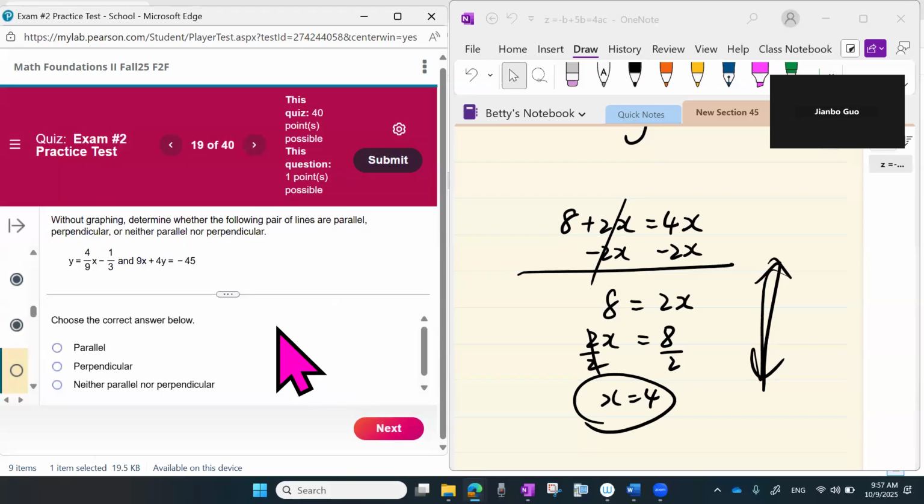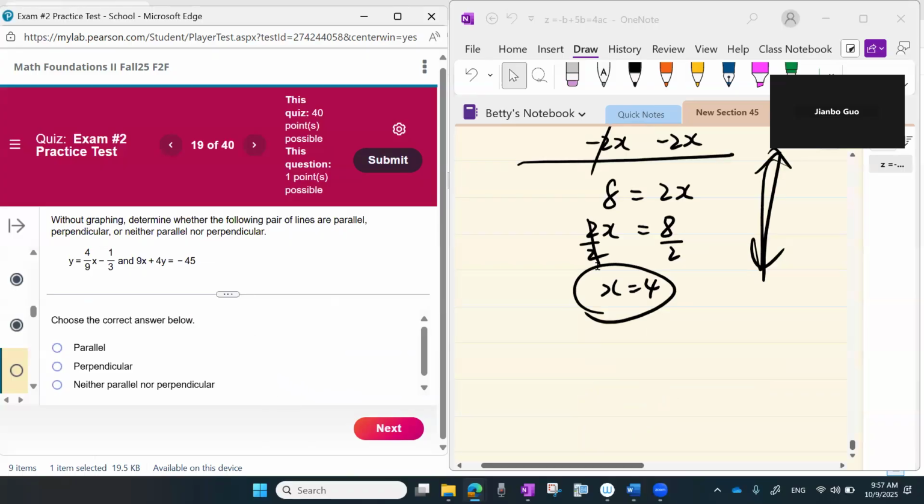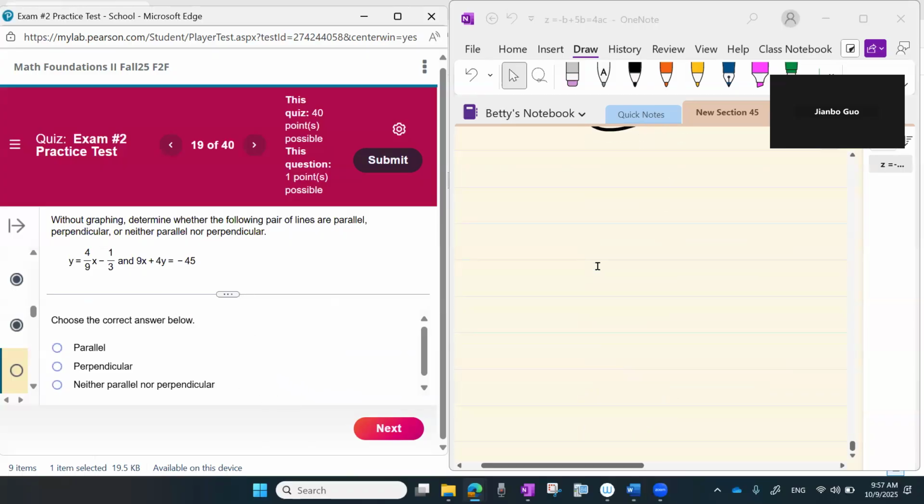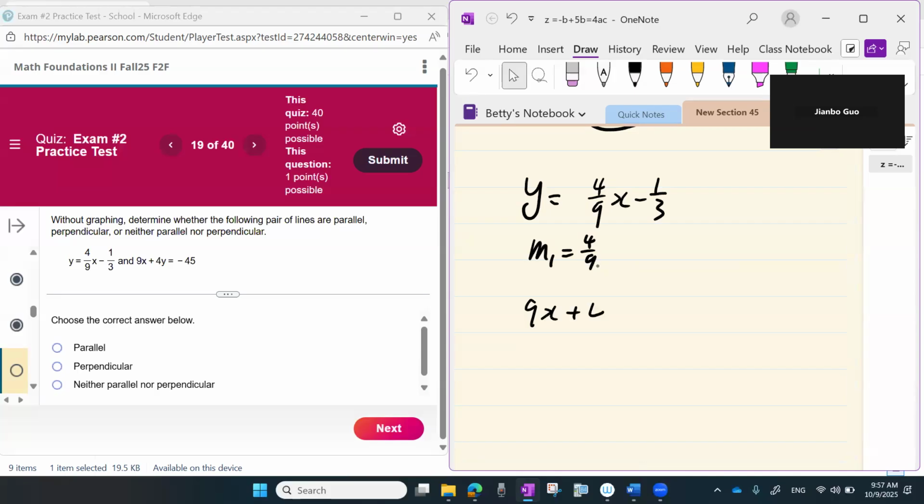Question number 19. Without graphing, determine whether the following pair of lines are parallel, perpendicular, or neither. Okay, so let's see. The first equation is in the slope-intercept form. So the slope is 4/9. The second equation is in the standard form. You can rewrite it in slope-intercept form, no problem.